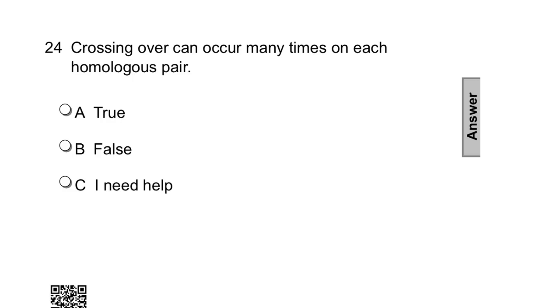But it's not just one gene like the picture showed. It could be many genes, it could be a few genes, depending on how big of a segment of the homologous chromosome is traded off to the other homologous chromosome. So this is true. It could occur many times simultaneously on a homologous pair during prophase 1.